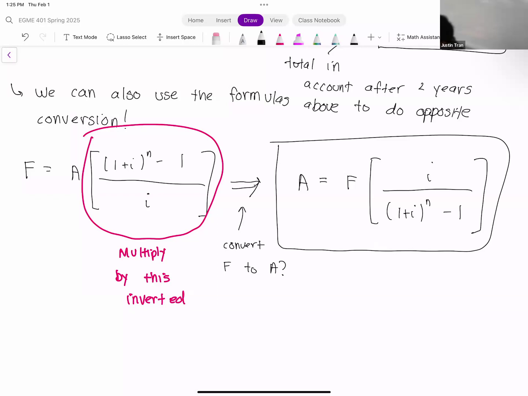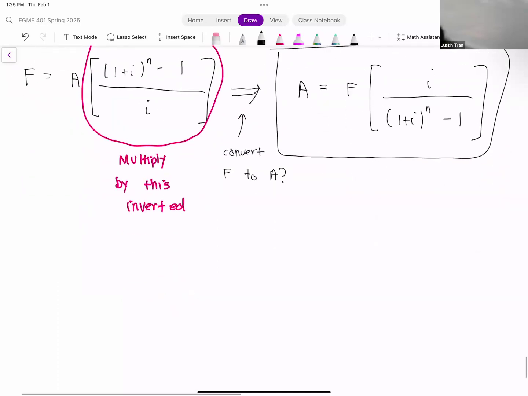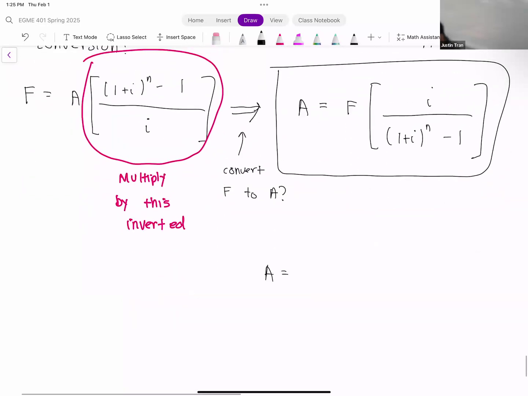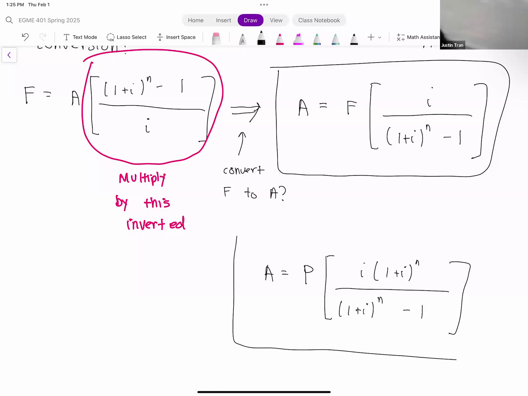Okay. All right, and so we can do the same thing for the present sum and uniform series. And so the other equation with P, we get A is equal to P times the quantity I times 1 plus I to the n, divided by 1 plus I to the n minus 1. All right, so these conversions just go the other way. So if you're given a P and you need to compute an A, or if you're given F and you need to compute an A, this is how you would do it.